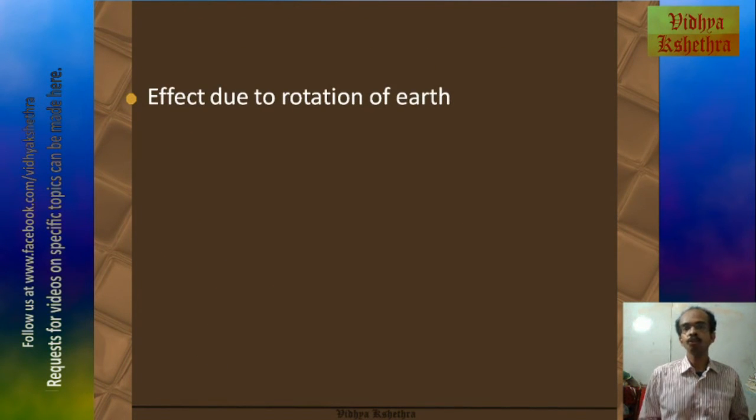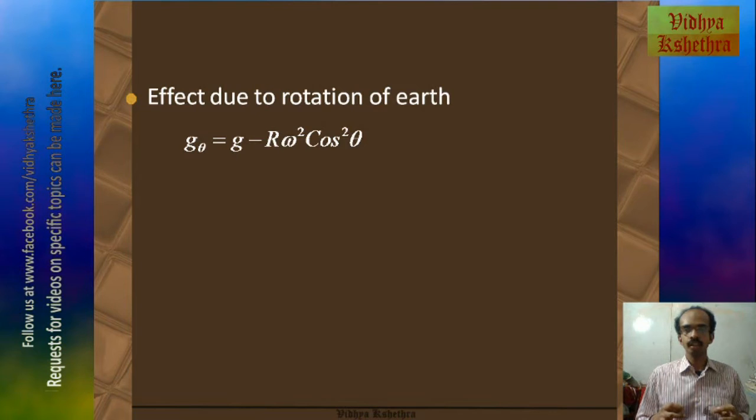Now, the effect due to rotation of Earth. The variation of g due to the rotation of Earth can be found using this equation, that is, g_theta is equal to g minus R omega squared into cos squared theta. Here theta is the latitude and omega is the angular velocity at which the Earth rotates. So if the rotation increases, the acceleration due to gravity decreases.